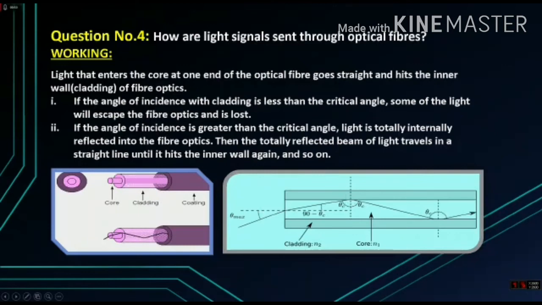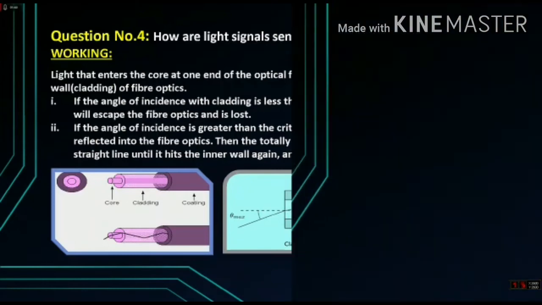Now there are two conditions. If the angle of incidence with cladding is less than the critical angle, some of the light will escape from the fiber optics and is lost. If this angle of incidence is less than the critical angle, the light wave goes out. But if the angle of incidence is greater than the critical angle, light is totally internally reflected into the fiber optics. Then the totally reflected beam of light travels in a straight line until it hits the inner wall again and again and so on. Here it will enter and go by reflecting again and again. It will go out.